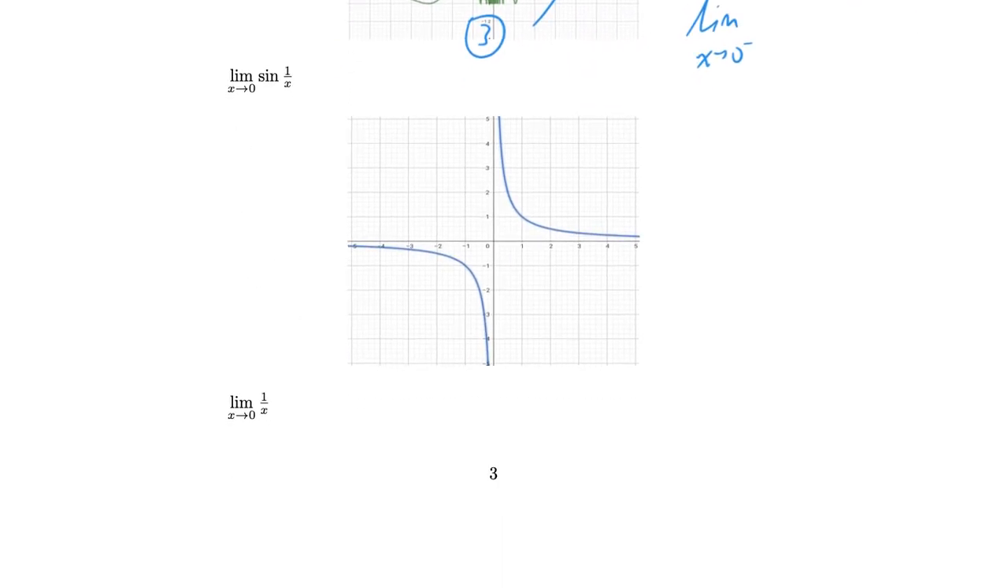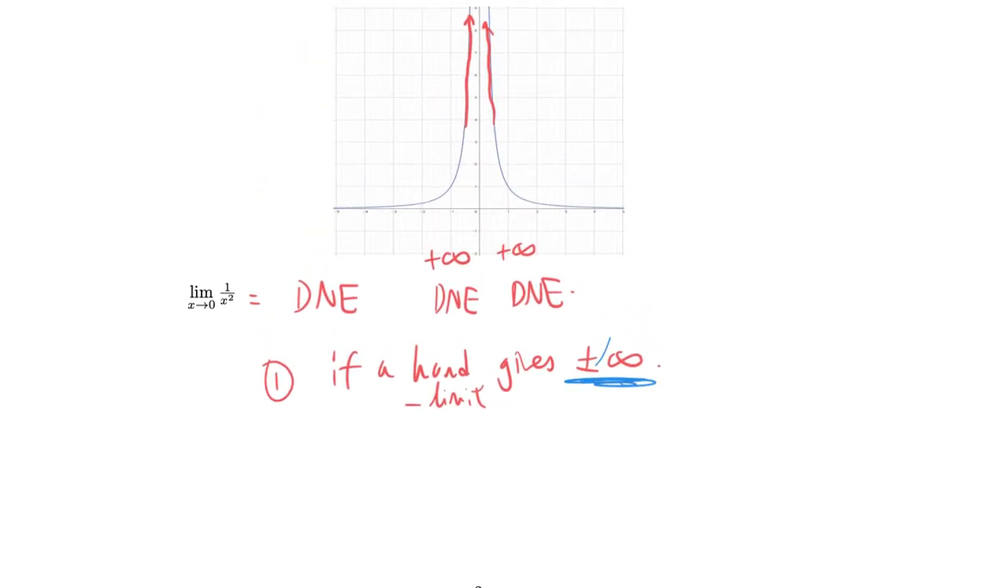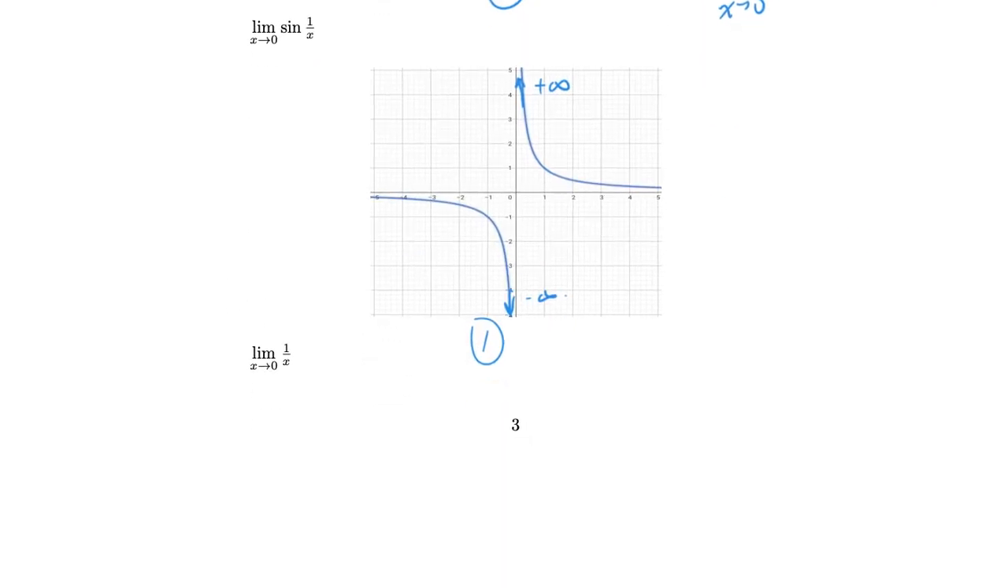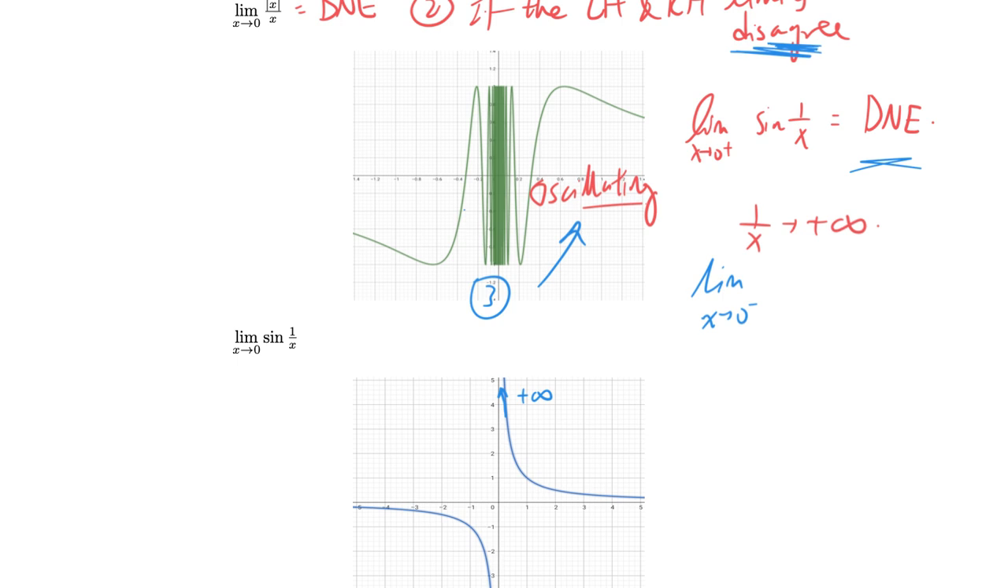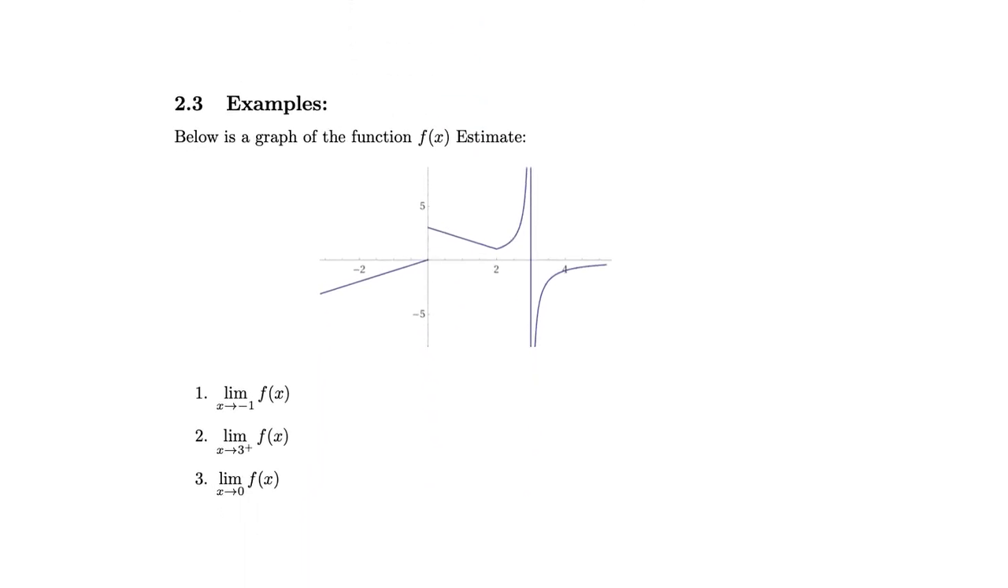Here we have the classic 1 over x. I'm not going to elaborate too much on this. From the right-hand side, it's positive infinity. From the left-hand side, it is negative infinity. And so therefore, this is just the first type. Okay, so just to recap, the three ways are if there's a positive or negative infinity on either side, if they both exist but disagree, or if there's an oscillation. These are the three primary ways in which a limit does not exist.